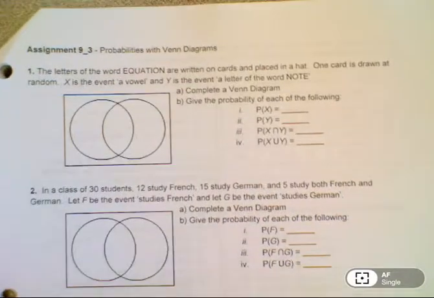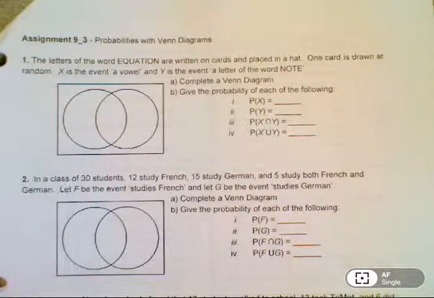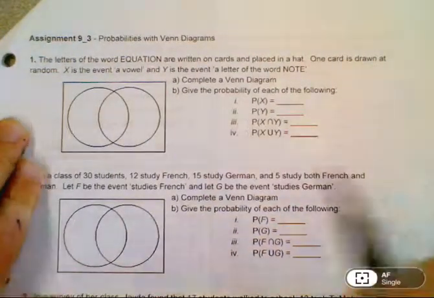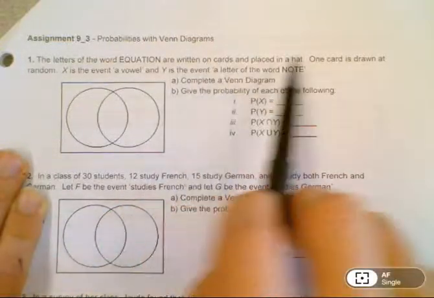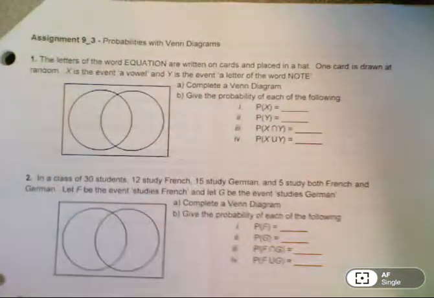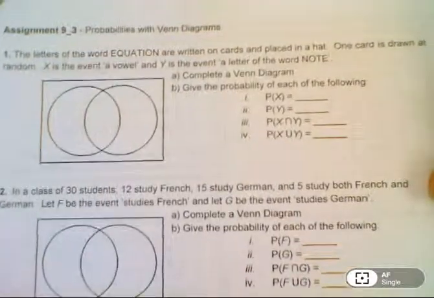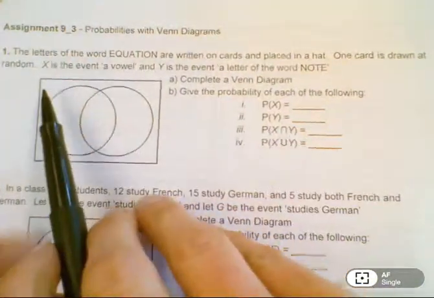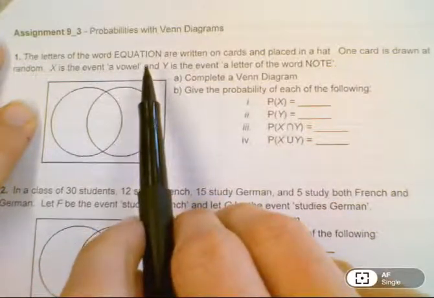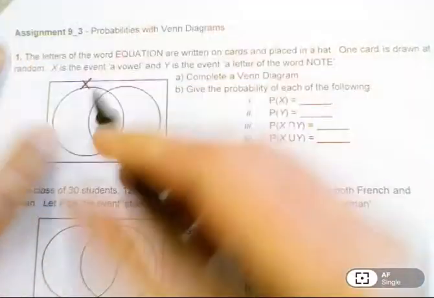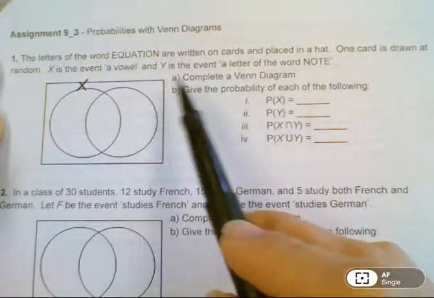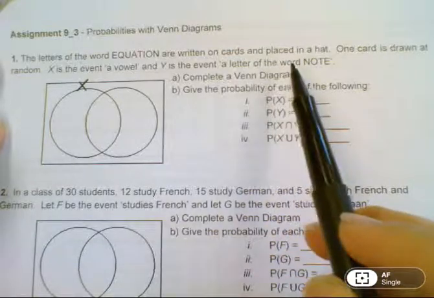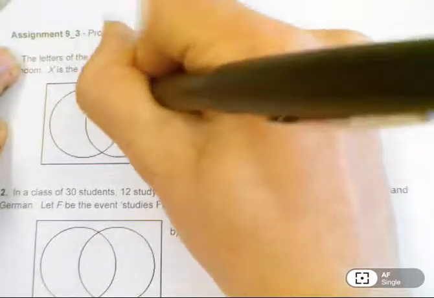So hopefully you're back, and we're talking about page 5, number 1. Number 1 is a little funky, so let's read it together. It says, the letters of the word equation are written on cards and placed in a hat. I don't know why anyone would do that, but whatever. One card is drawn at random. X is the event of vowel. So let's put X right here. Okay, and anything in that bubble is going to be a vowel. Y is the event, a letter of the word note. So this bubble is going to be Y.